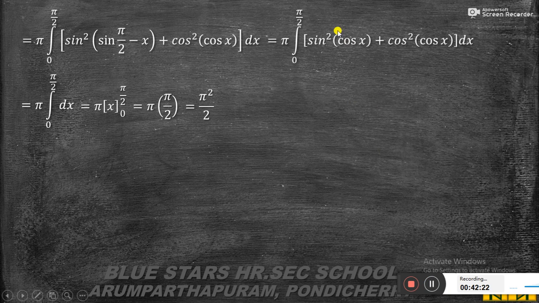You see this is sine square theta plus cos square theta. We take cos x as theta, so sine square theta plus cos square theta means 1. Therefore the function's answer is 1. Therefore pi into integral 0 to pi by 2 dx. Integration of dx is x, so x with the limits 0 to pi by 2. So pi by 2 minus 0 means pi by 2. So pi square by 2. This is the answer for our given integral. We complete the class.